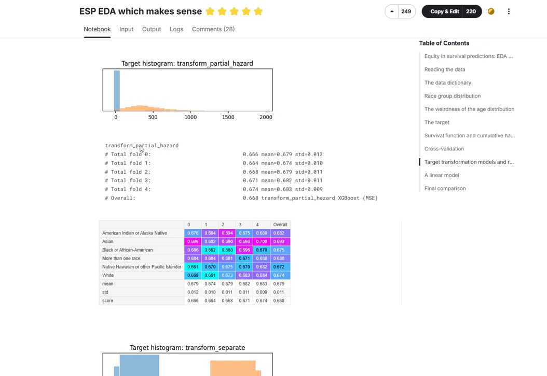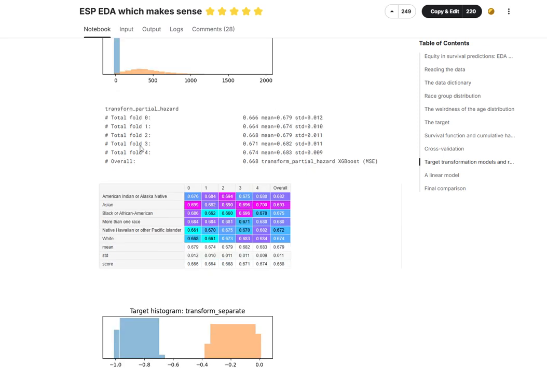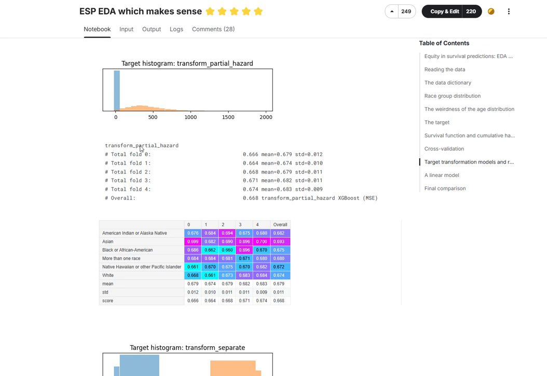We might need special models designed for zero-inflated data, or maybe a two-step approach. First, predict if the hazard is 0, and then, if it's not 0, predict the actual hazard value. This distribution tells us that we should probably investigate what features correlate with a zero versus non-zero hazard.